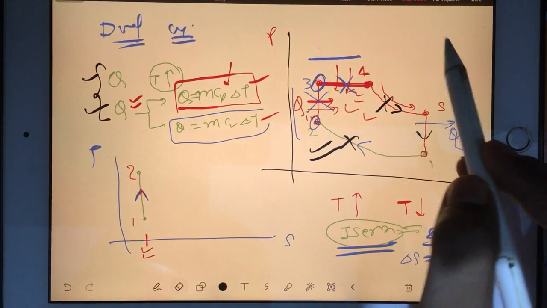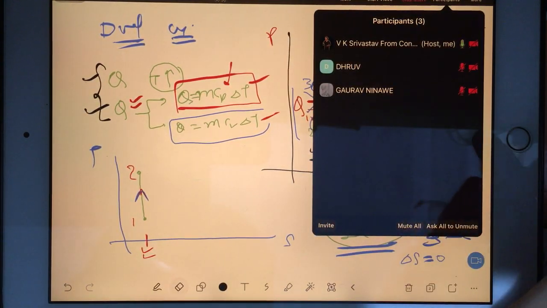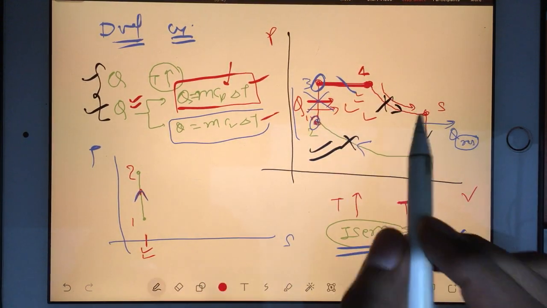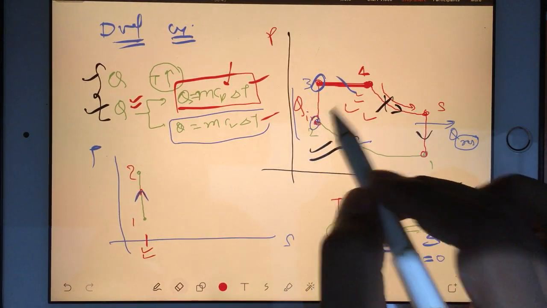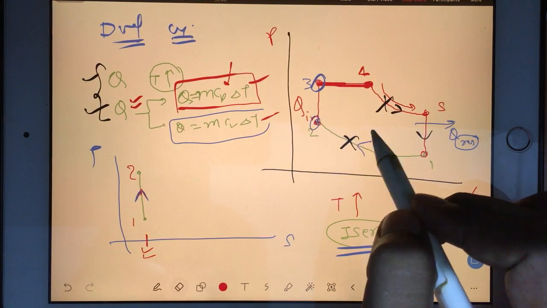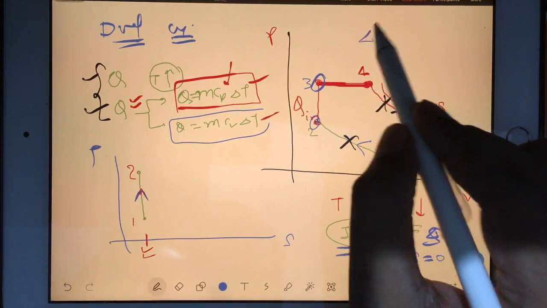Okay, Gaurav, is it clear? Now are you feeling confident that entropy will increase or decrease? Okay, very good.